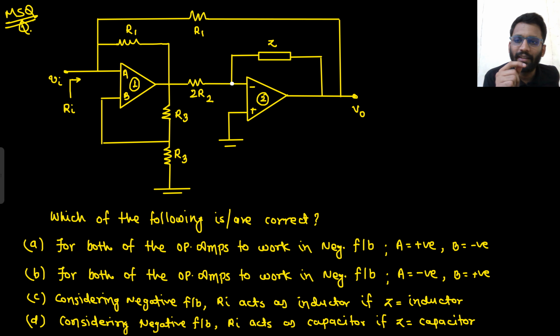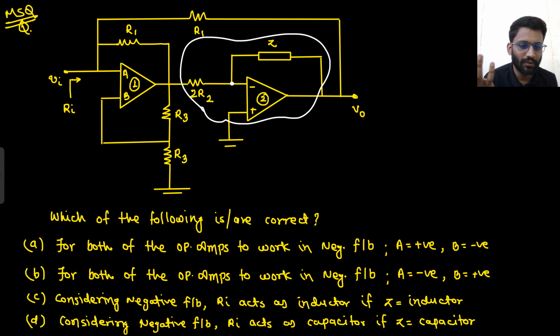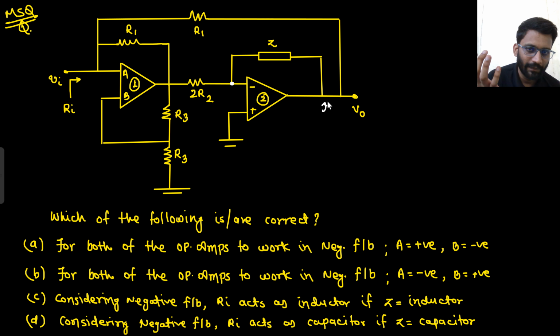Okay, so what is the question? First, you need to tell the sign of A and B so that both of the op-amps are working in negative feedback. So this is certainly working in negative feedback. Why so? Because if this node increases, then certainly this node will increase, because this is directly connecting to an impedance only.